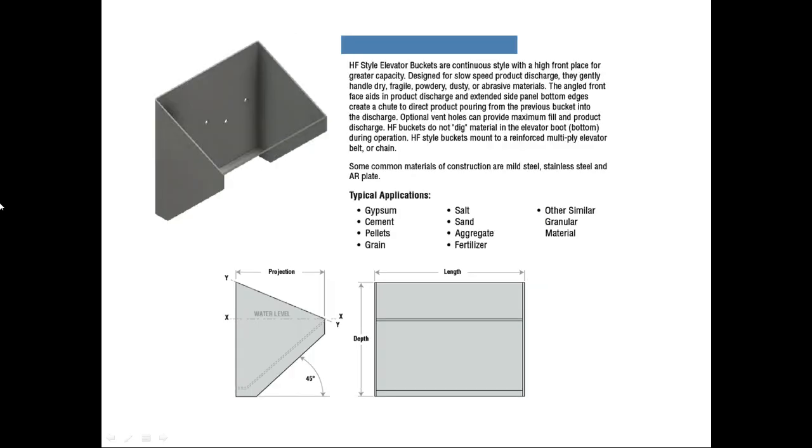HF style elevator buckets are continuous style with a high front for greater capacity, designed for low speed product discharge. They gently handle dry, fragile, powdery, dusty or abrasive materials. The angled front face aids in product discharge and extended side panel bottom edges create a chute to direct product pouring from the previous bucket to the discharge. Optional vent holes can provide maximum fill and product discharge. HF buckets do not dig materials in the elevator boot during operation.